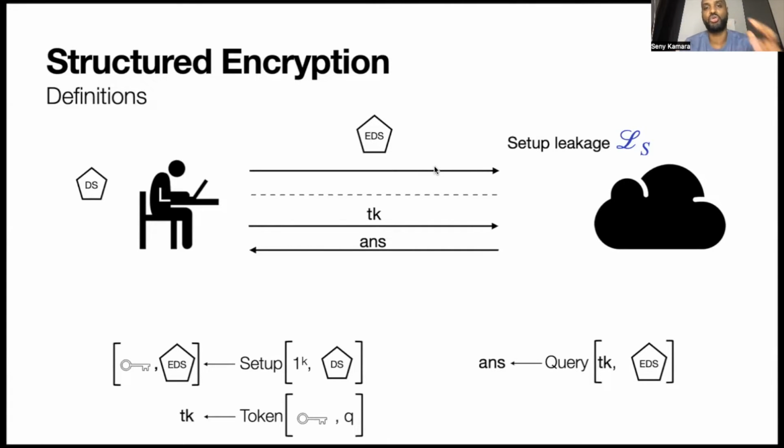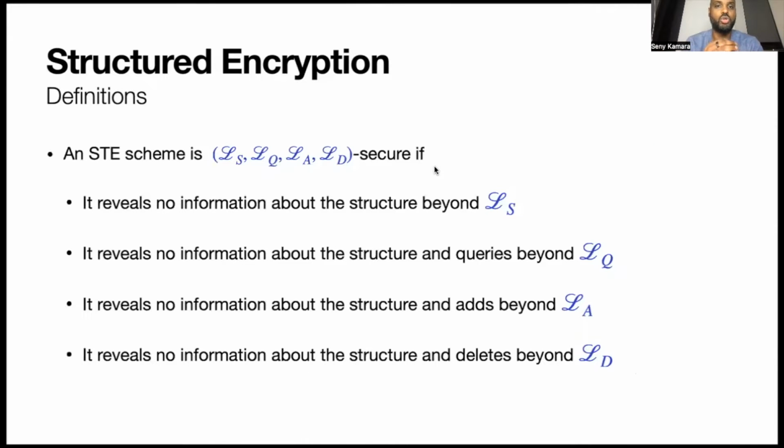So when we're thinking about the security of these schemes, we're interested in how much they leak. And so in particular, we're interested in the setup leakage, which is the information that the server can learn just by looking at the encrypted structure. And since we support a query operation in this particular example, we're also interested in the query leakage, LQ, which is the information that the server can learn by executing the query algorithm. So depending on the operations that we support, if we also support an add and a delete, then we'll also want to consider the add leakage and the delete leakage.